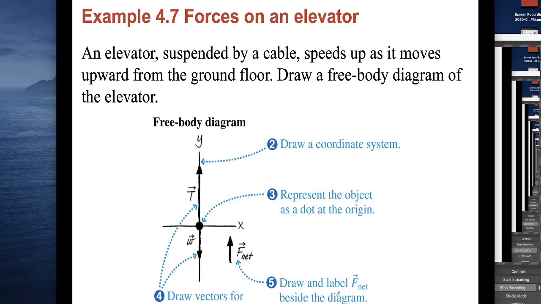Okay, now let's see an example here. An elevator suspended by a cable speeds up as it moves upward from the ground floor. Draw a free body diagram of the elevator. Okay, so first we know there are two forces. One is weight, the other one is tension. The most difficult part is which force is greater, because there are two keywords: speeds up and upward.